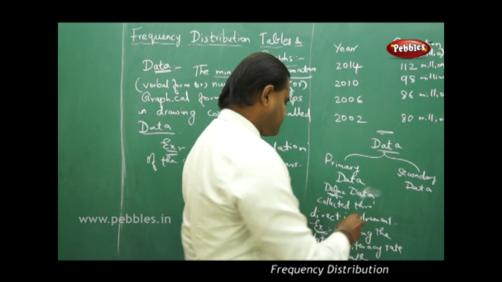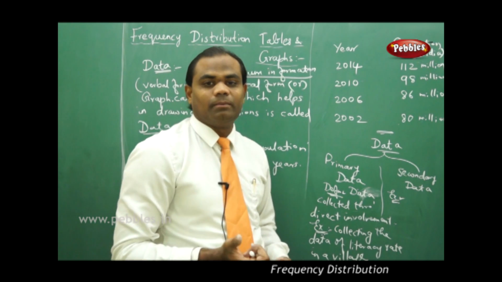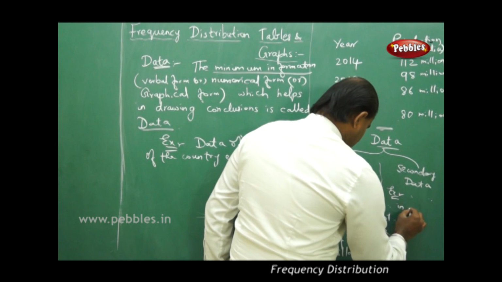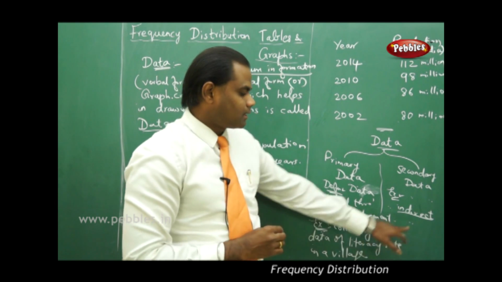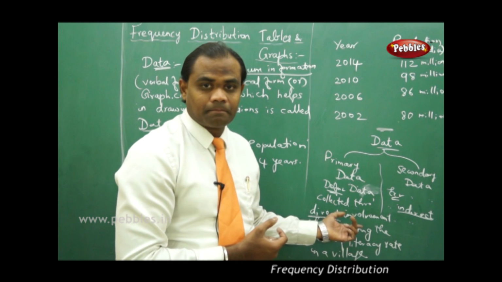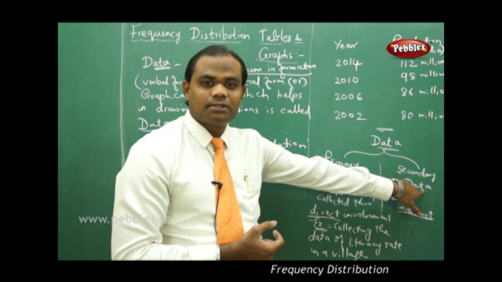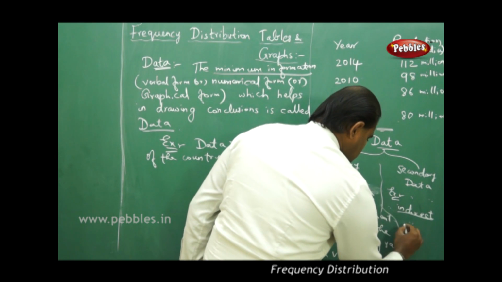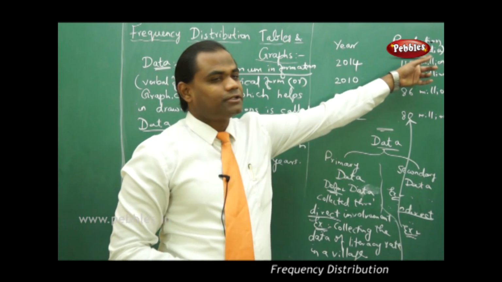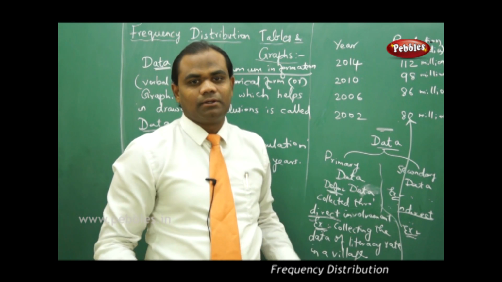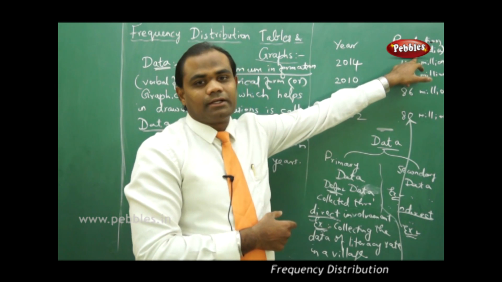So what would be the secondary data? Data collected through indirect involvement. So this is the same, through indirect involvement. The difference here lies between direct and indirect, with the rest of the statement being the same. So data collected through indirect involvement of the information which we collect is called secondary data. For example, the population of the country for every 4 years is one of the best examples which can be considered for secondary data, because your involvement directly in collecting the data is impossible.